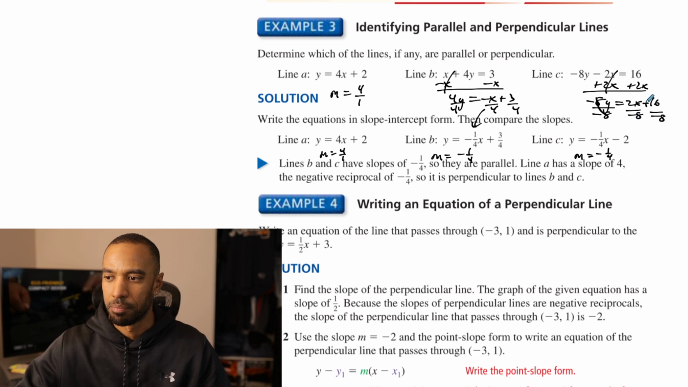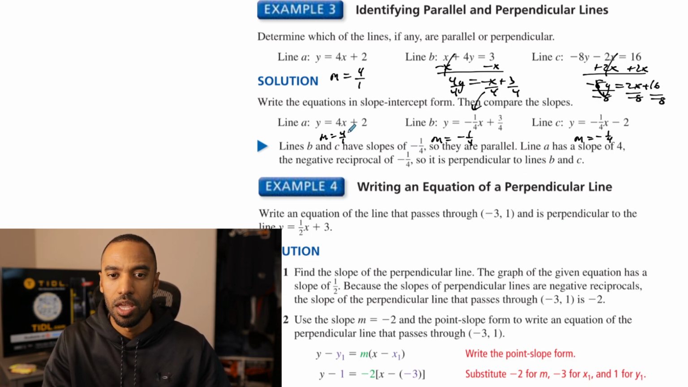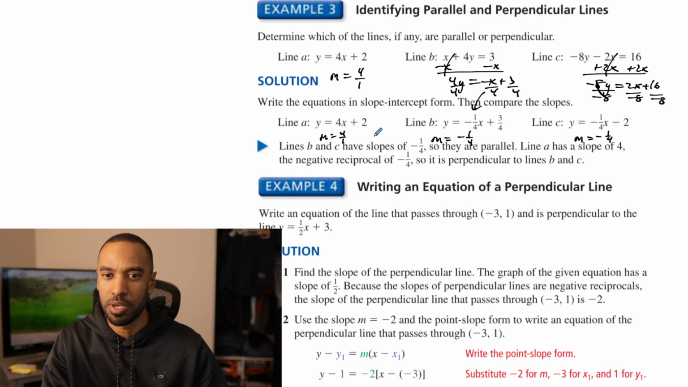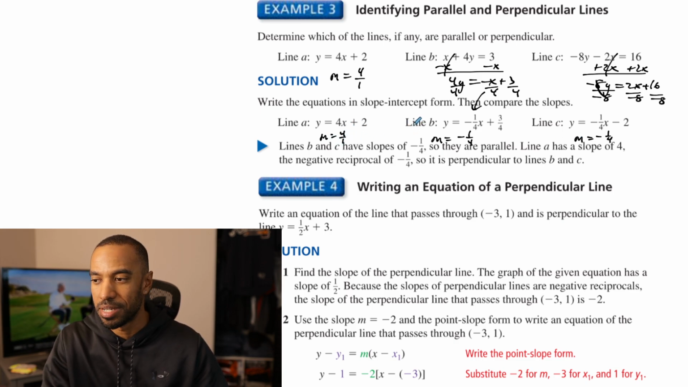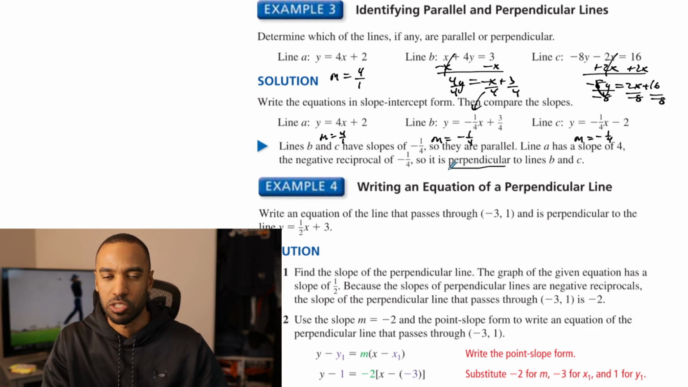So what are we seeing here? Lines B and C are parallel to each other. They have the same slope and different y-intercepts, therefore they are parallel. Whereas line A has the opposite reciprocal slope of both lines B and C. So A is perpendicular to lines B and C. That's what they're stating there. And that's our conclusion that we make.